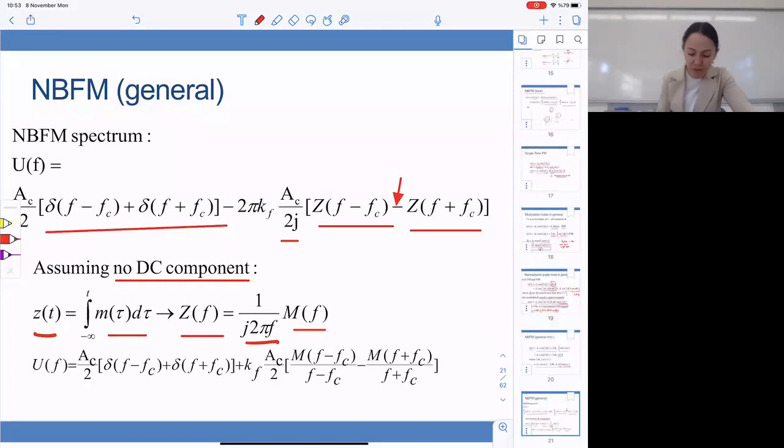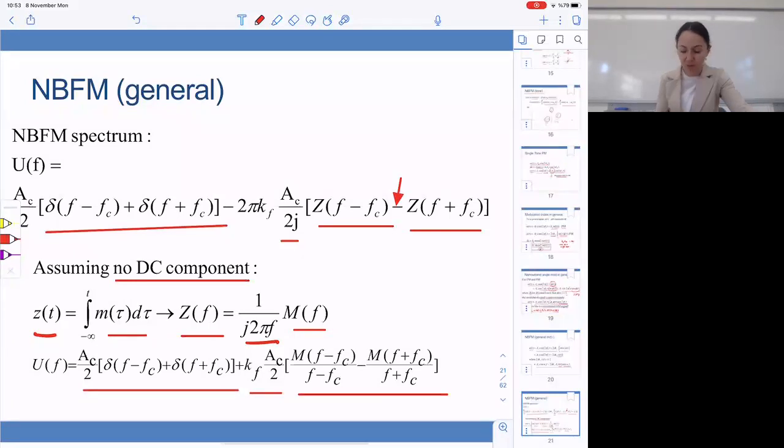Okay, we can express the above as Ac over 2 times delta of f minus fc plus delta of f plus fc, plus kf Ac over 2 times the message terms. The j's will cancel and the 2 pi will cancel with 2 pi. Conveniently, we have this expression. Okay, remember, this is the narrowband limit. In general, FM cannot always be characterized like this. This is the narrowband limit.